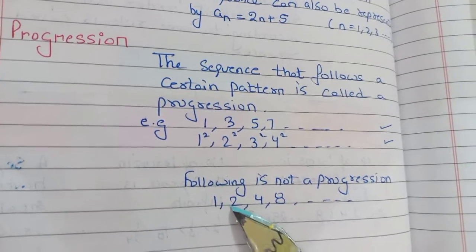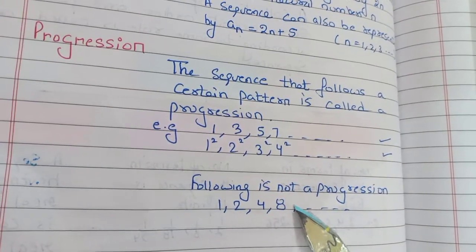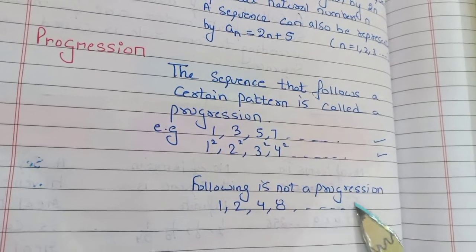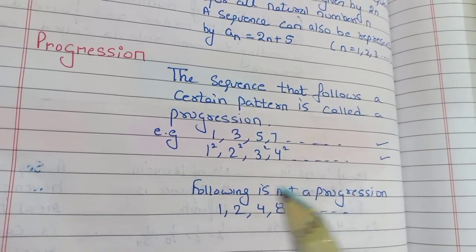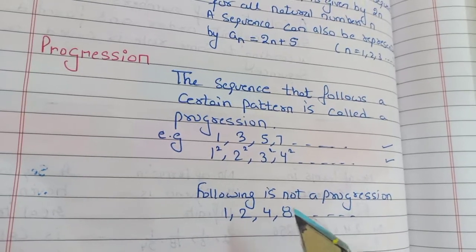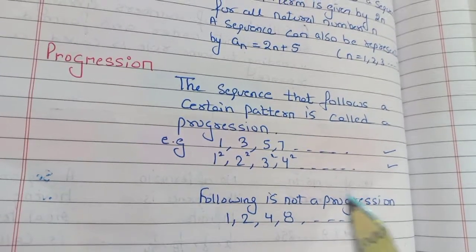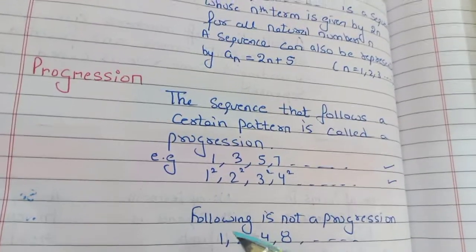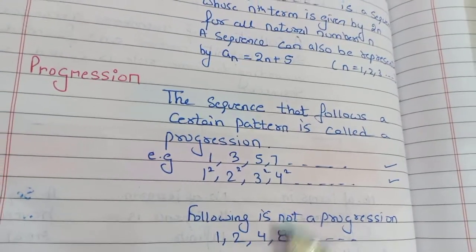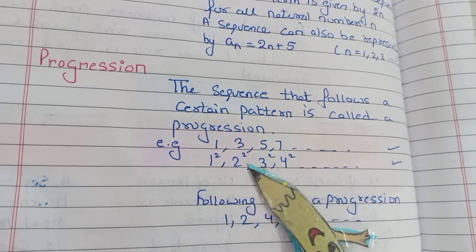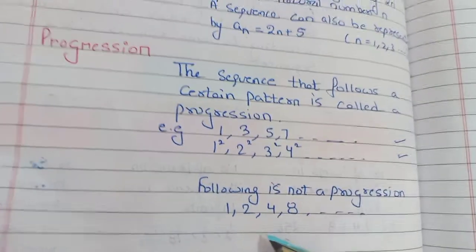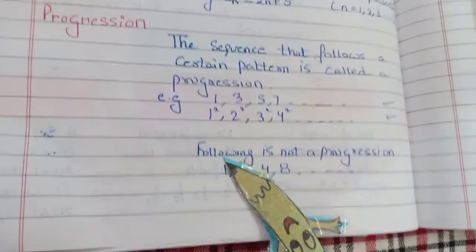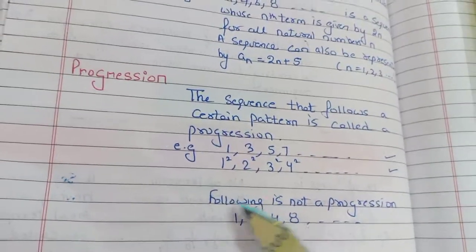But here I am also writing a sequence which is not a progression: 1, 2, 4, 8, because this sequence does not follow any pattern or rule. So therefore it is not a progression. If they follow some pattern or rule, then it is a progression. Otherwise, it is not a progression. This point proves very helpful in our exercise 5.1.